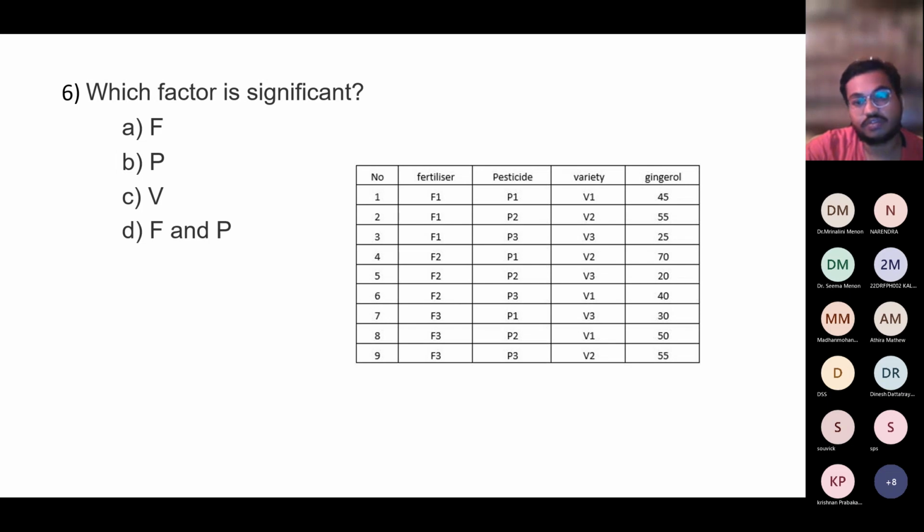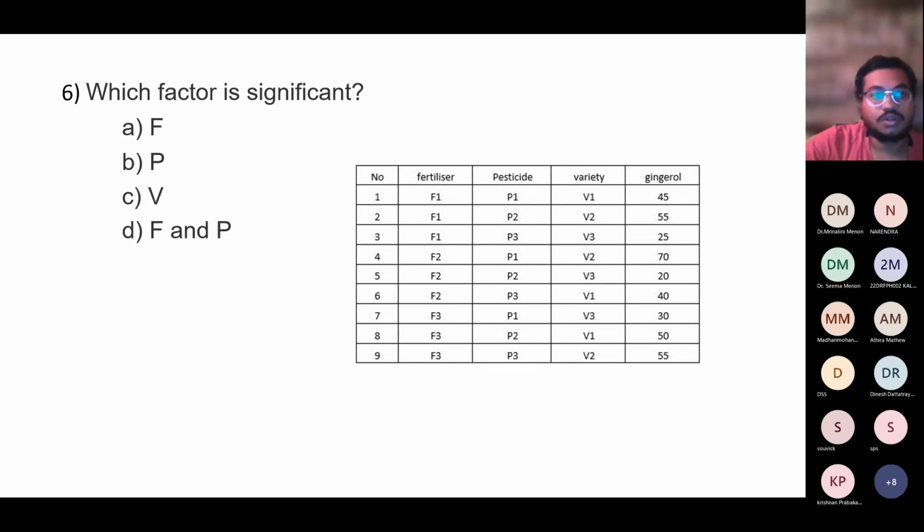And then we take all the degrees of freedom for all of these values. Then find the mean sum of squares, and then the F value. Which of these, fertilizer, pesticide, or variety, has the highest F value, that we say is significant. If two of them have the same and the highest value, then we'll choose option D.